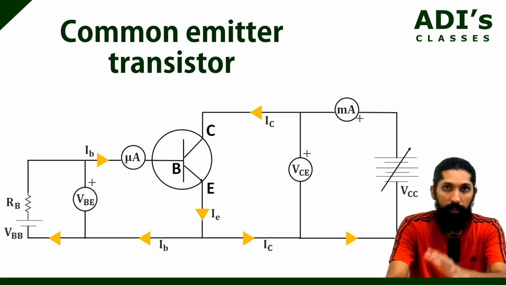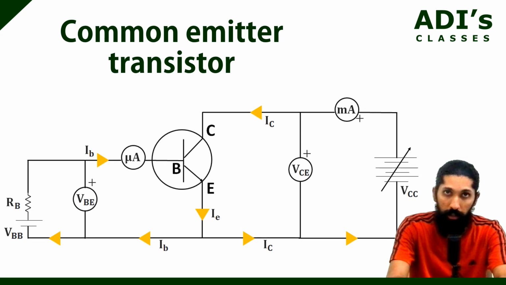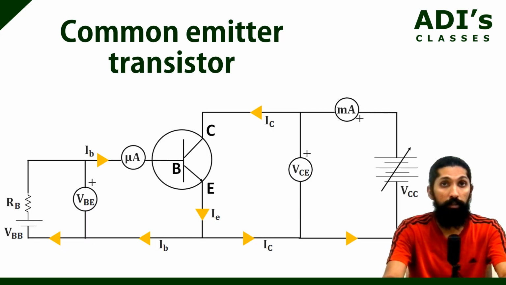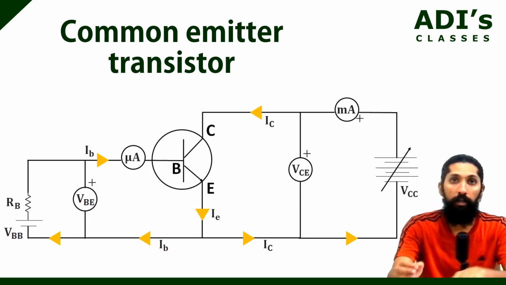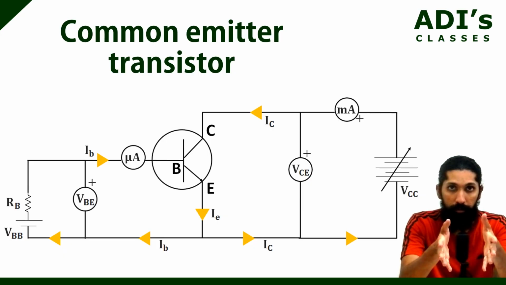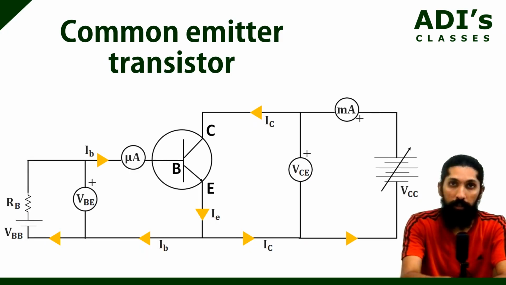Now, in this one, first, if you look at the base-emitter part of it, you are going to have a forward biased condition. Connected to that, we have VBB, that's the potential, and you have RB, the input resistance. Input, in the sense, remember it's like a rheostat type. Then we have the microammeter and the voltmeter. So VBE gives you the input voltage, and the IB, whatever is being passed through the base, is measured by the microammeter.